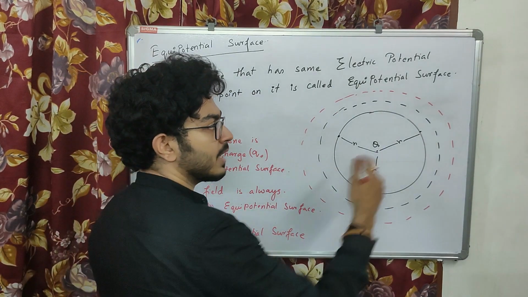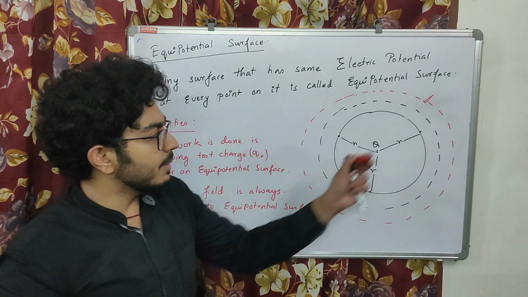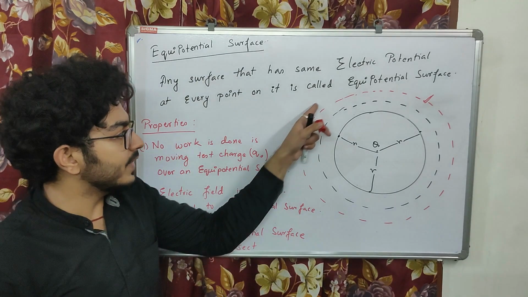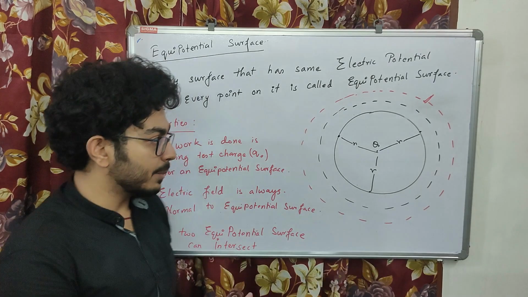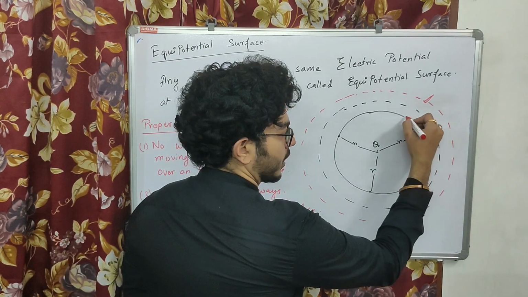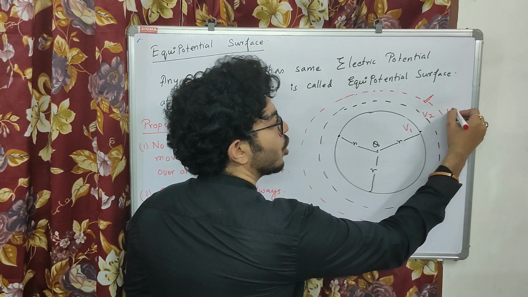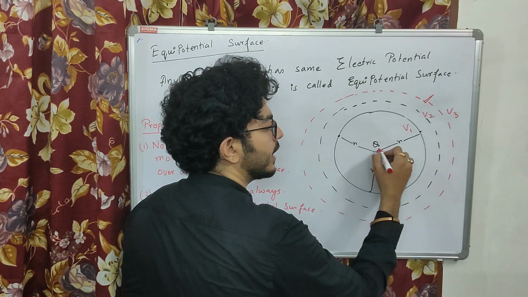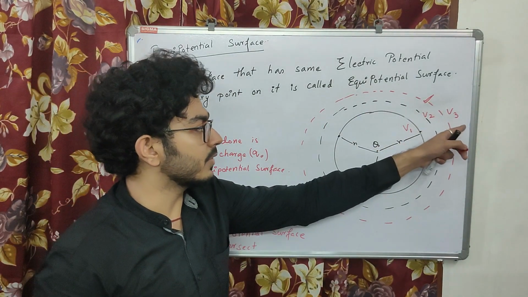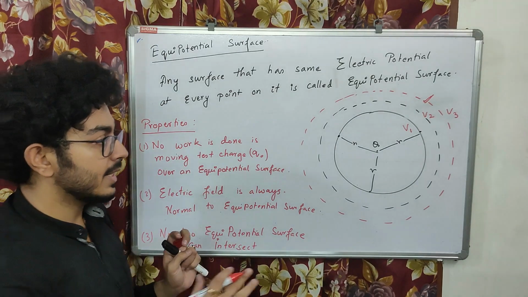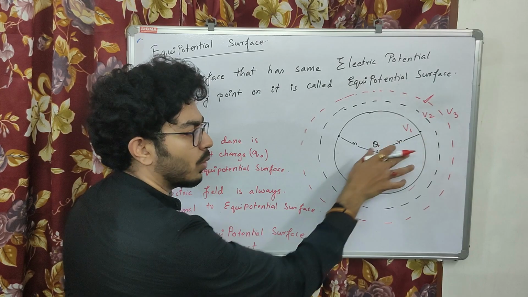Potential remains the same means the potential on this surface, this red surface, remains the same wherever you go on it. This is clear. That means if I consider the potential at the first surface as V1, the potential at the second surface as V2, and the potential at the third surface as V3, due to R1, R2 and R3, whatever you consider. This is V1, V2 and V3. But try to understand, on this whole surface, wherever you go, this V1 remains the same.